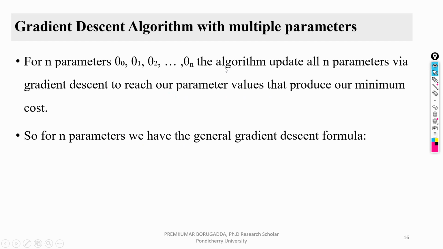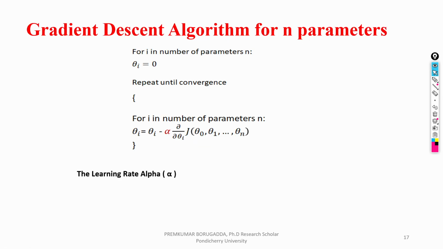So, gradient descent algorithm with multiple parameters. For n parameters, theta naught to theta n, the algorithm updates the n parameters via gradient descent to reach the global minimum. So what is the gradient descent formula for n parameters? Initially theta naught will be 0, and we repeat this process until it converges.